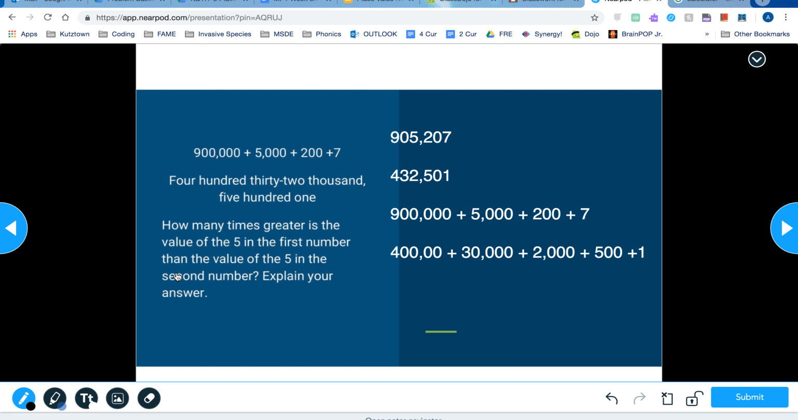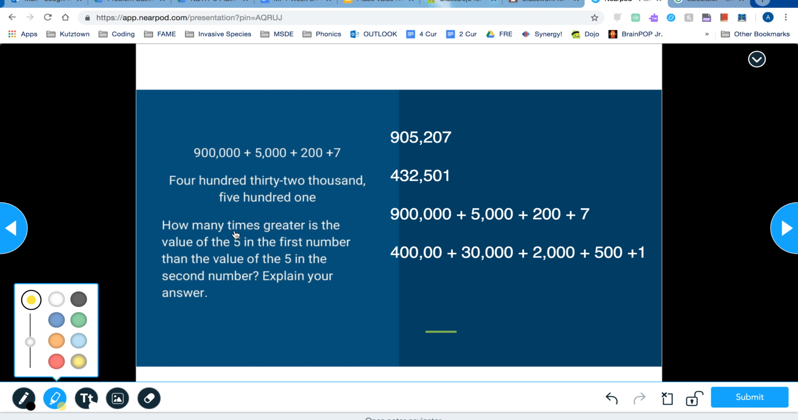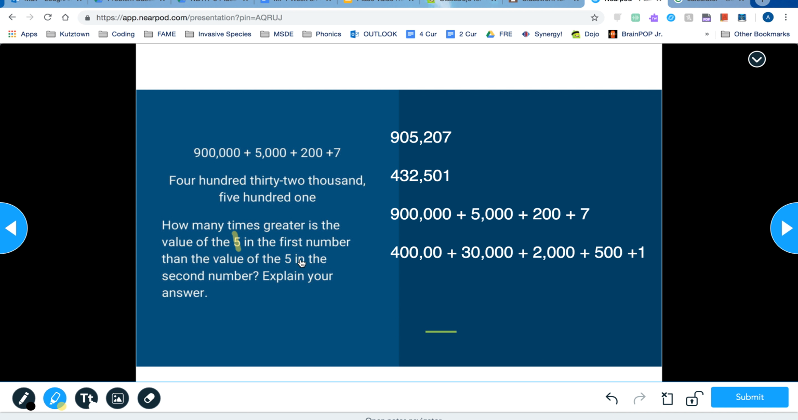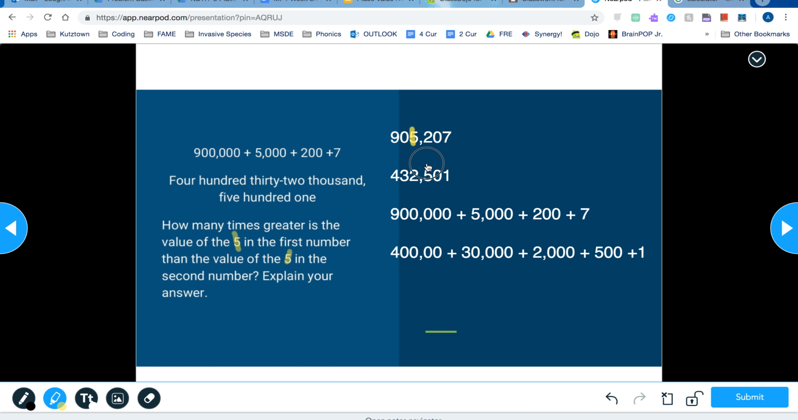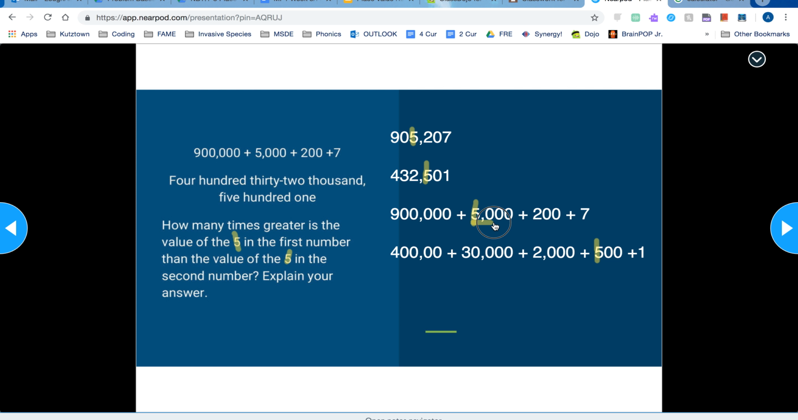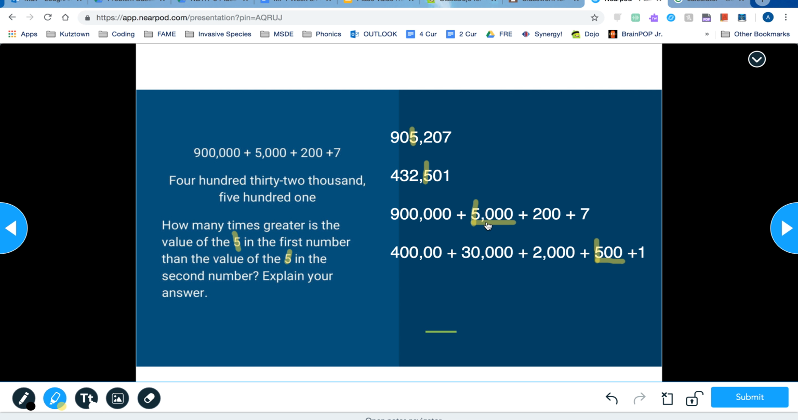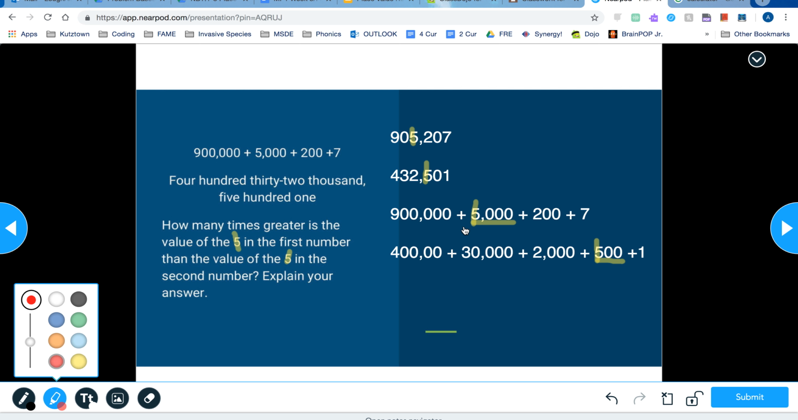How many times greater is the value of 5 in the first number than the value of the 5 in the second number? Explain your answer. Well, let's find our 5s. Perfect, or almost perfect. And then we have 5 and 5. This is 5,000. This is 500. How many times greater is 5,000 than 500? Well, what do we have to multiply 500 by to get to 5,000? I noticed that there's only one extra 0 in 5,000.